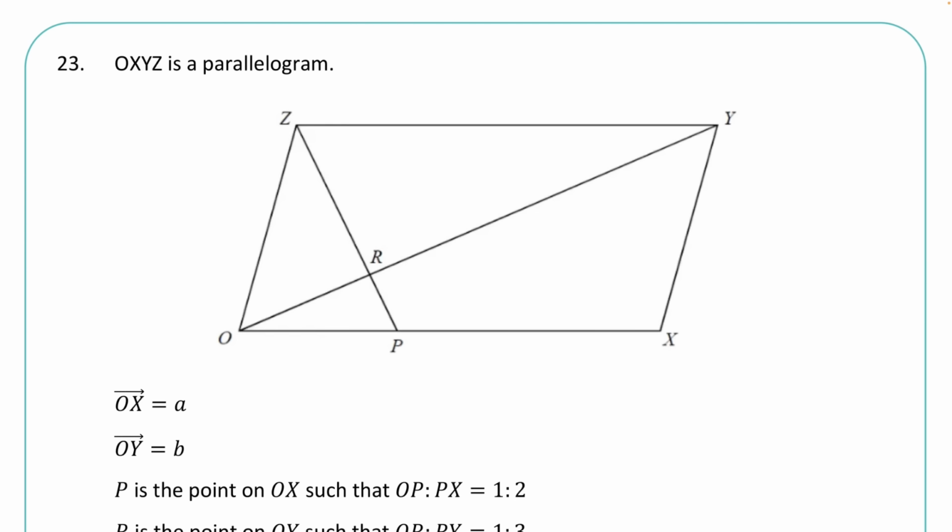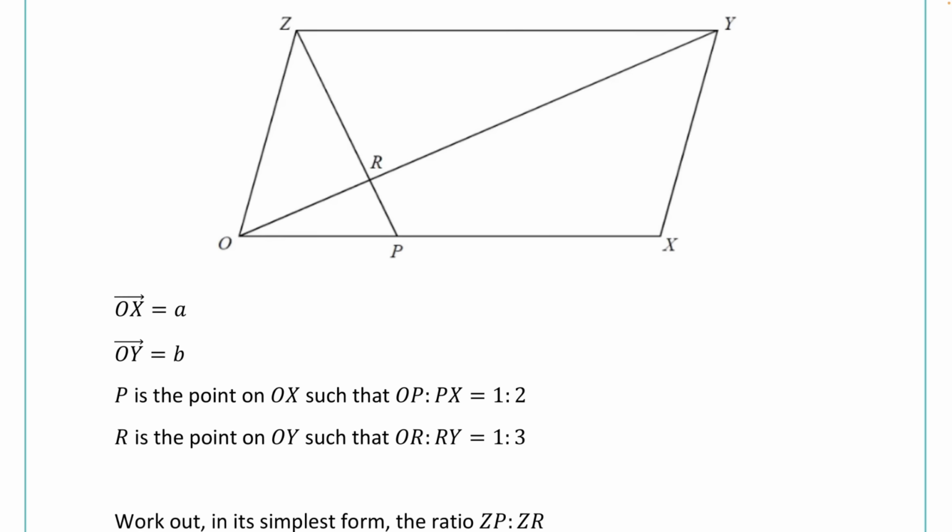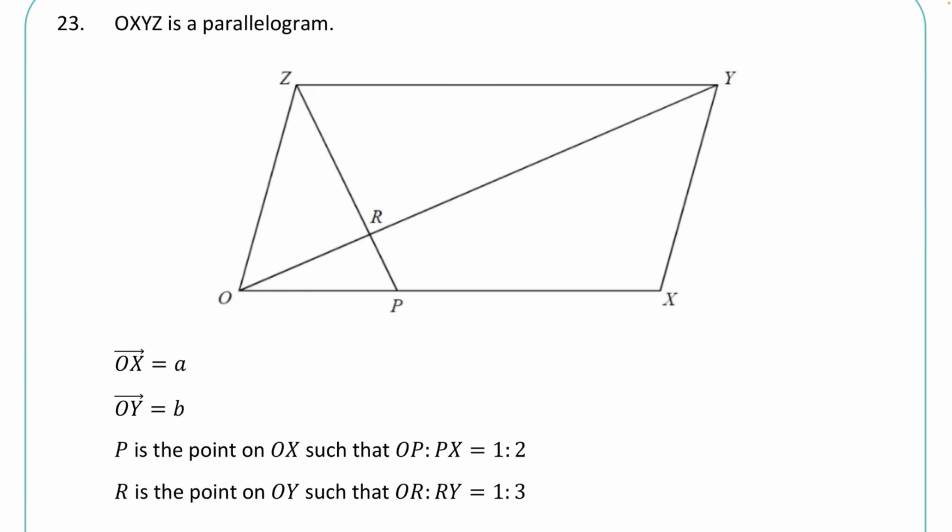I've got loads going over different types and the hardest possible vectors, but this question here is a relatively middle of the ground one. It's still complex. All vectors are quite complex, but this one here is quite a nice one, I think. So P is the point on OX, such that O to P to X is 1 to 2. So that means the point P splits this line O to X in the ratio 1 to 2, which is 1/3 and 2/3. And O to X is the vector A.